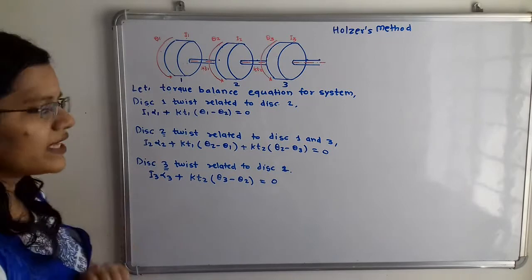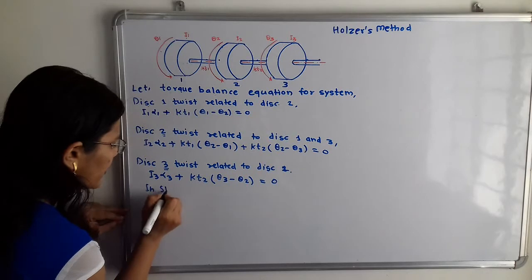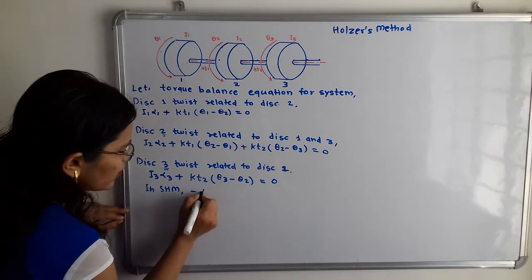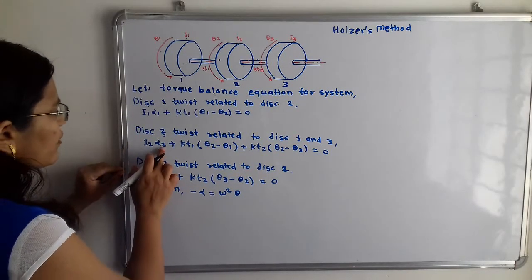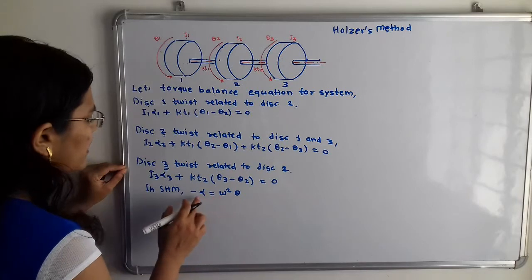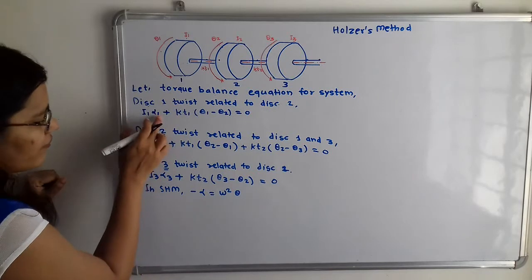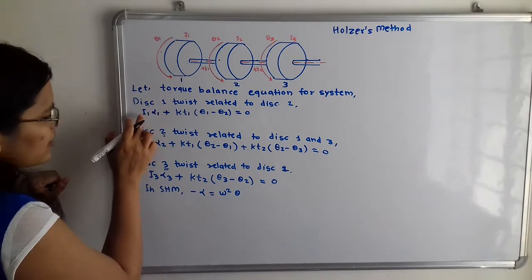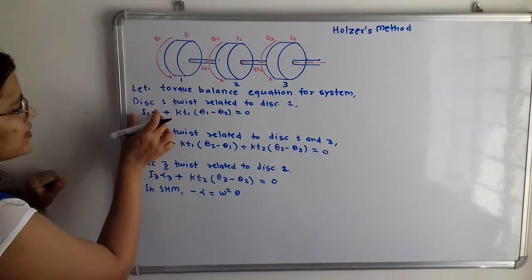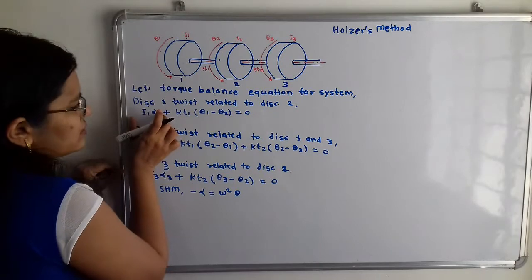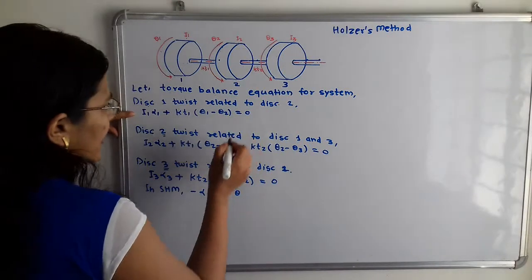Now this alpha is called angular acceleration. In SHM, that is, simple harmonic motion, we can also write alpha equals minus omega square theta. So instead of alpha, we can write omega square theta with a minus sign. So it will become I1 alpha 1, that is, minus I1 omega 1 square theta 1. Since this has a minus sign, we can shift it to the right hand side. I will write directly how this equation becomes.